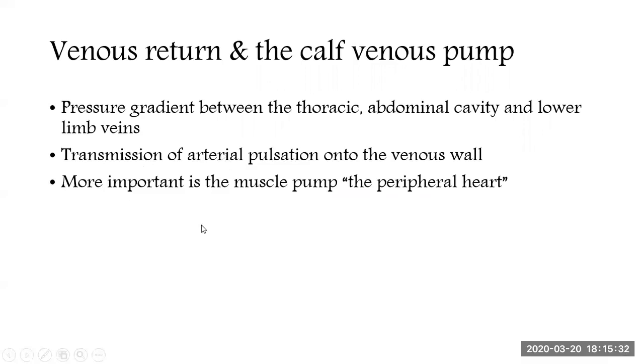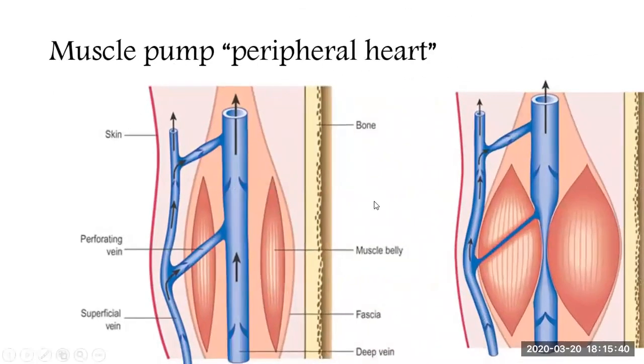More important than the above two mechanisms is the muscle pump, which is termed the peripheral heart. This muscle pump is formed of three components: the calf muscles and the deep veins possessing competent valves, together with the perforators, which also possess valves. All are enclosed in the deep fascia.